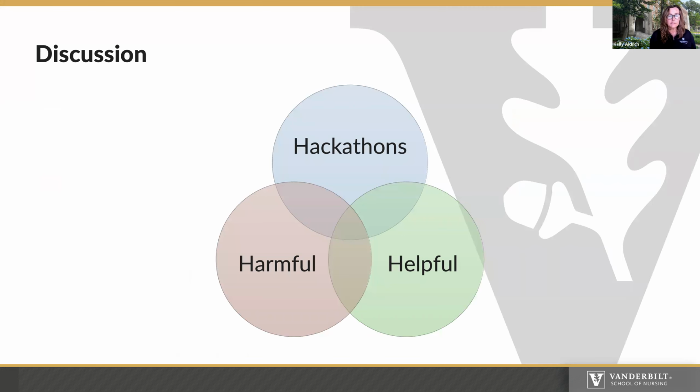Finally, I just close this out with the discussion around hackathons. Again, are they helpful? Do they actually help nurses with IP, intellectual property, move forward? Or is there potential for harm here? Is there potential for a large company to come in and take one of the ideas that someone has and remove that nurse from the ideating and from the prototyping? And it's just another area to consider.